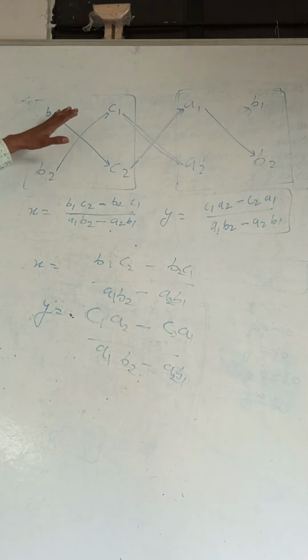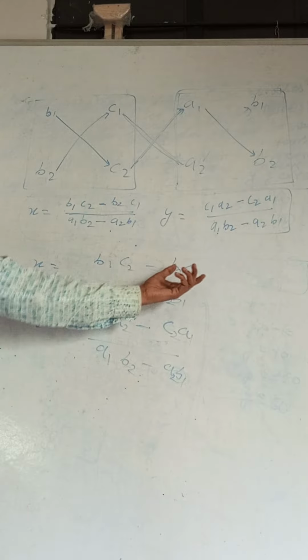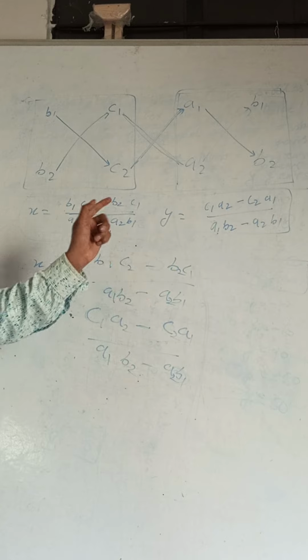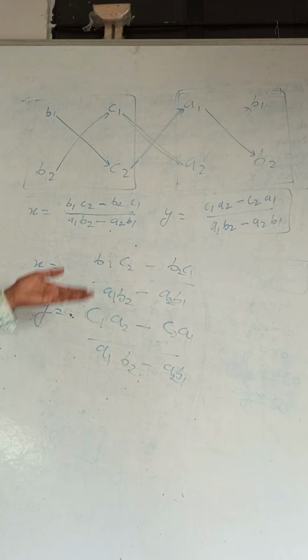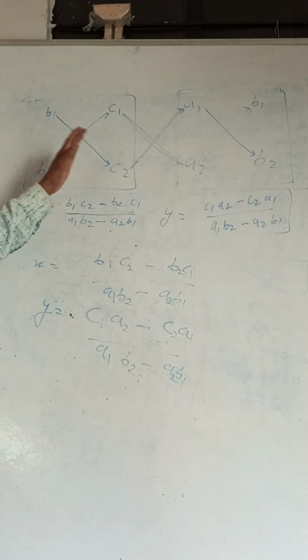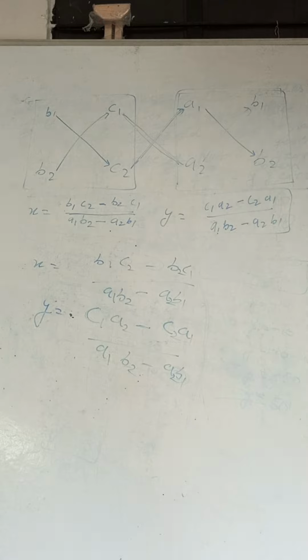Now the shortcut method of cross multiplication, to remember this formula. X is equal to BC minus BC by AB minus AB, with 1, 2, 2, 1, 1, 2, 2, 1. Y is equal to CA minus CA by AB minus AB, with 1, 2, 2, 1, 1, 2, 2, 1. This is the formula we learned. Now let's apply this formula to find the values of x and y in two variables.